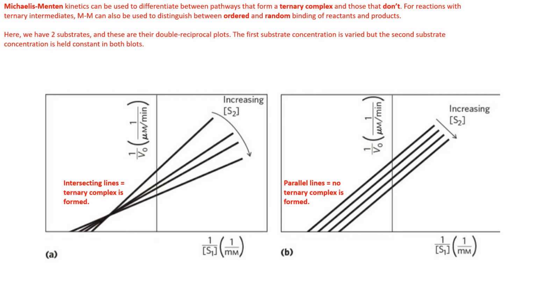So remember that we have the double reciprocal plots in order to get these straight lines. So here, the intersecting lines equal the ternary complex right here. So when you see this, you know that a ternary complex was formed. When you see parallel lines, it means that no ternary complex is formed.